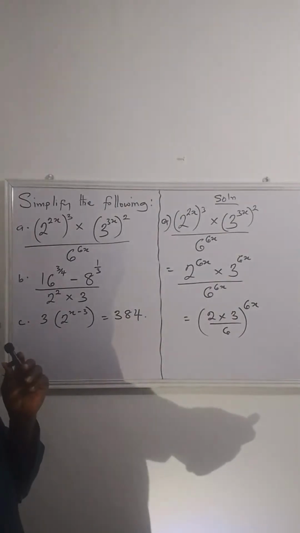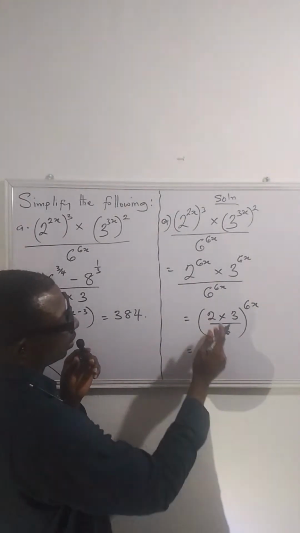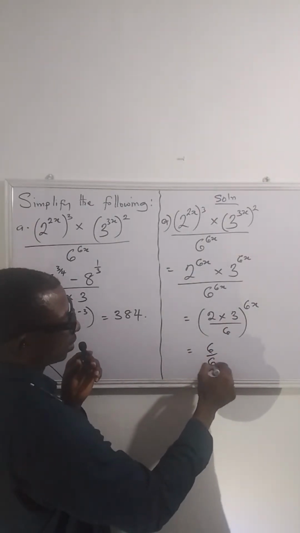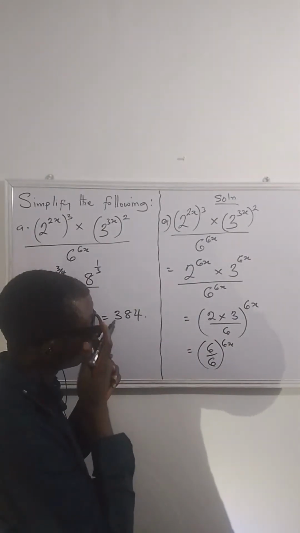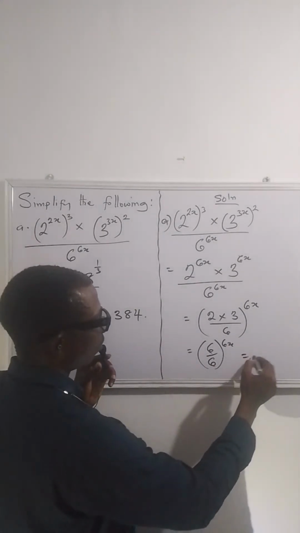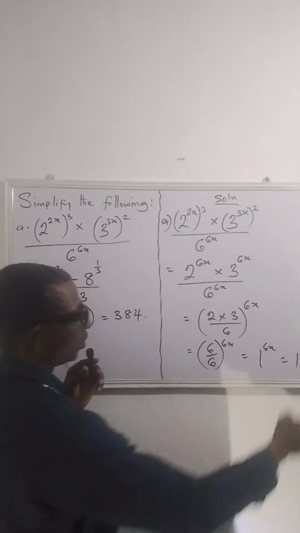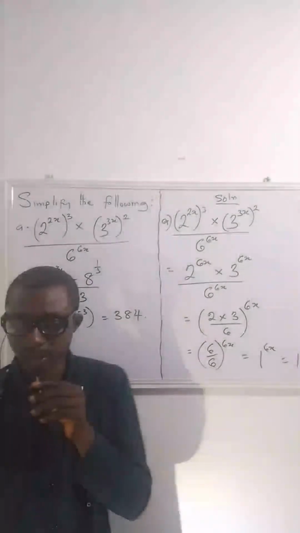All right. So now let's simplify this. So this is going to be 2 times 3, that is 6. 6 over 6, that is raised to the power of 6x. All right. So, and you have 1 raised to the power of 6x. So the answer is going to be 1. So that is the answer to this problem.